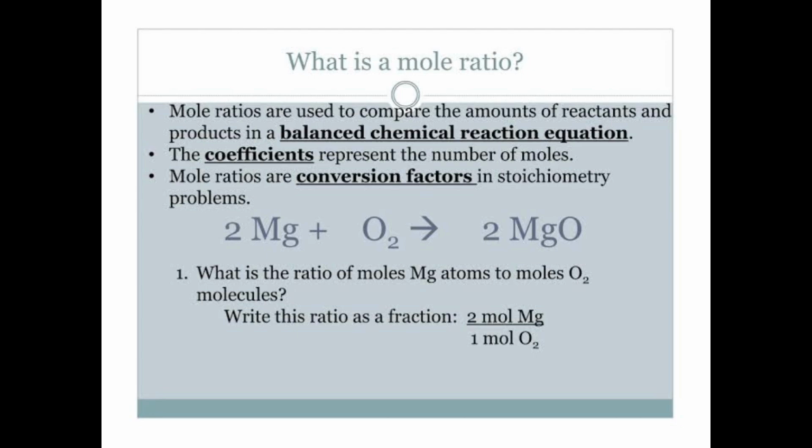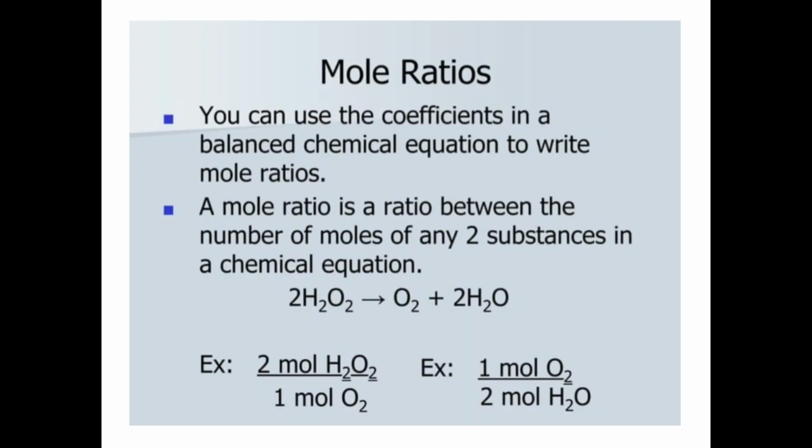Take for instance where you have magnesium being burnt in air to give magnesium oxide. The ratio of magnesium to the moles of oxygen molecules is 2:1. That means 2 moles of magnesium react with 1 mole of oxygen molecule to give 2 moles of magnesium oxide.